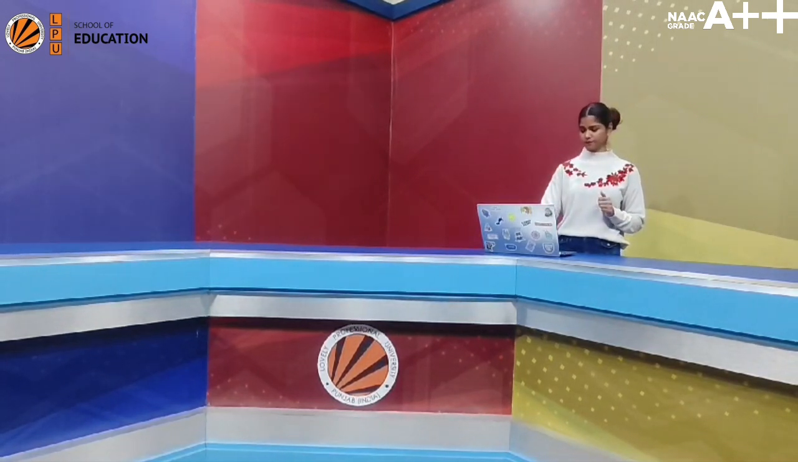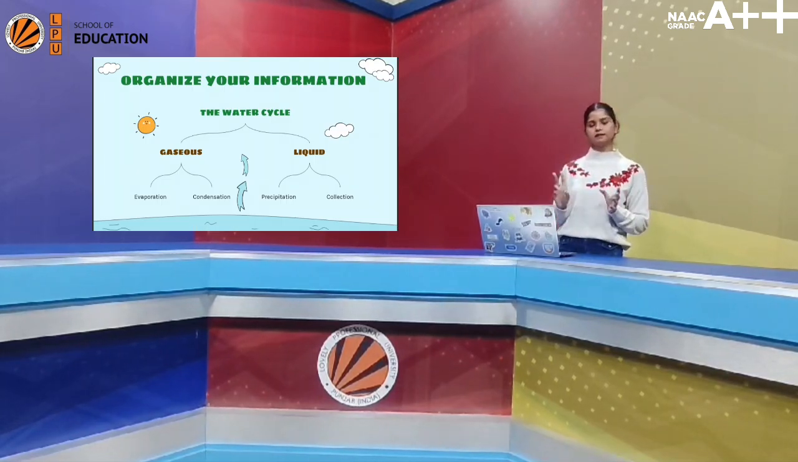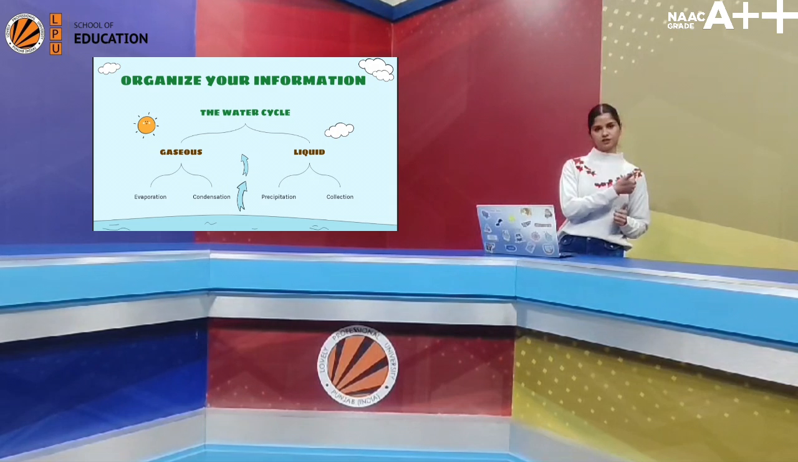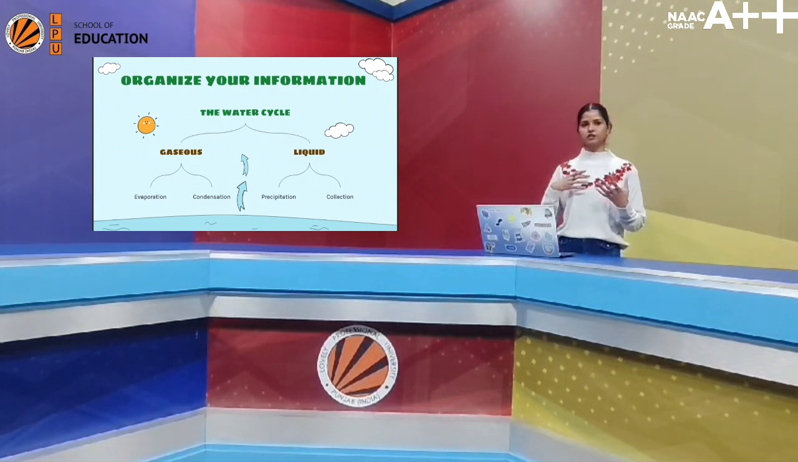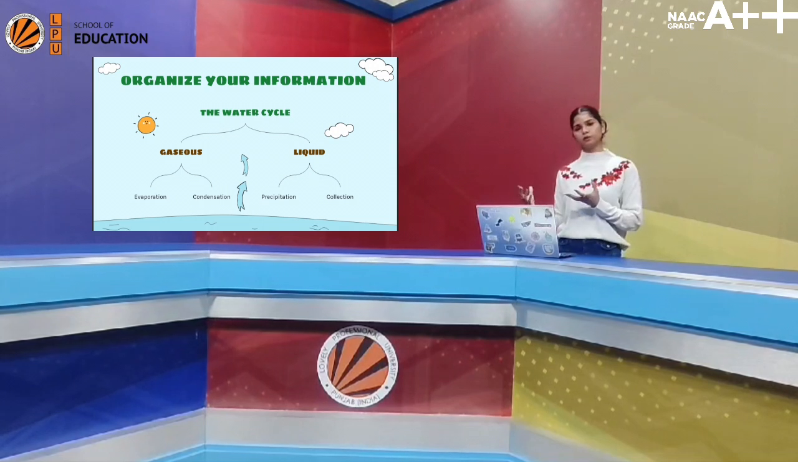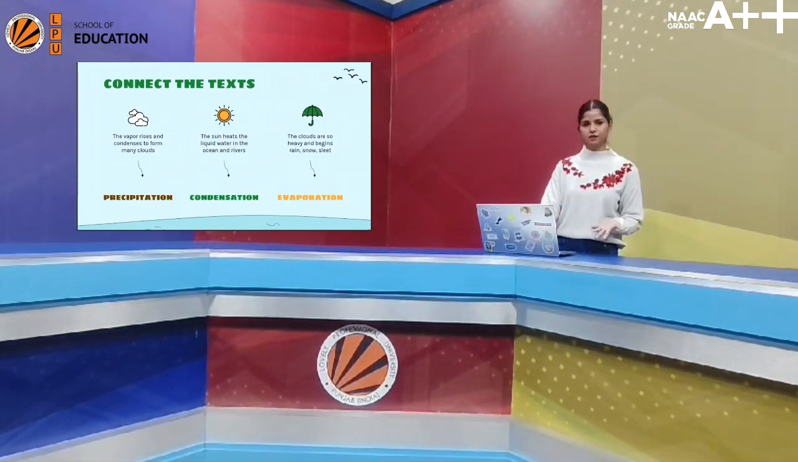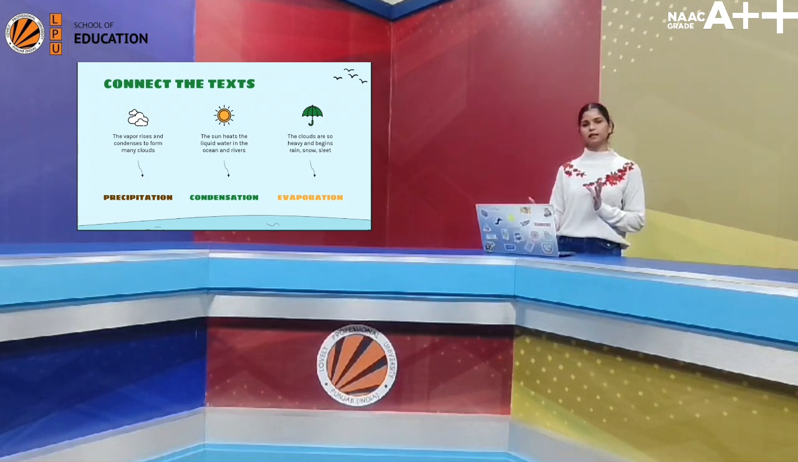Now here is a flow chart to organize the information that I have given you. The water cycle exists in two forms. One is gaseous and the other one is liquid. Gaseous includes the steps of evaporation and condensation, and liquid includes precipitation and collection. Now here is another fun activity for you, which includes connecting the texts.